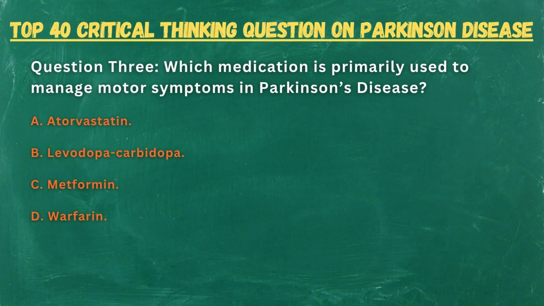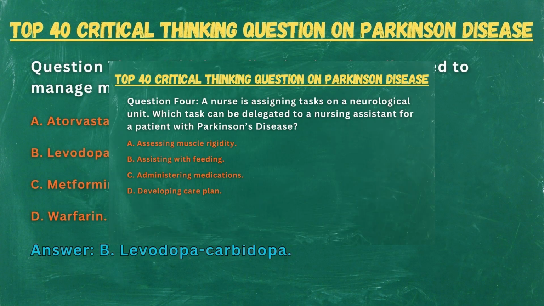Question 3. Which medication is primarily used to manage motor symptoms in Parkinson's disease? A. Atorvastatin. B. Levodopa-carbidopa. C. Metformin. D. Warfarin. Answer: B. Levodopa-carbidopa.